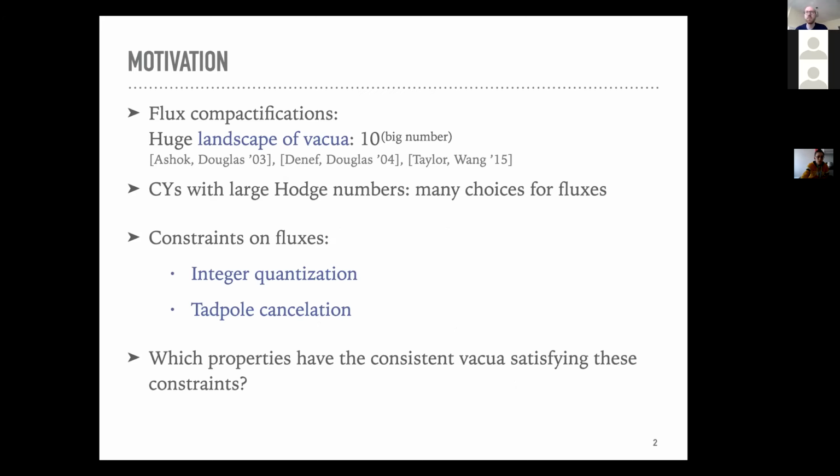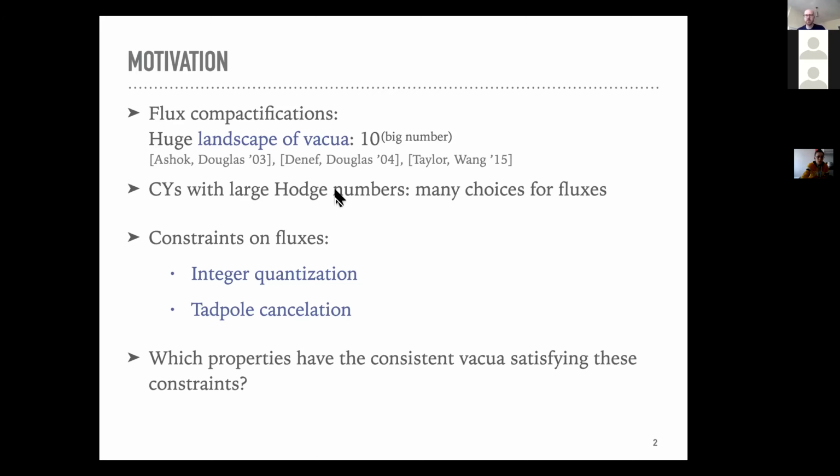number of possible flux configurations. Therefore, a huge landscape of string theory vacua, which is estimated to be of the size of 10 to the very big number of possible vacua. There are estimates like something like 10 to the 500, and F-theory even more. And the larger, obviously, the Hodge number of a Calabi-Yau manifold, the larger the number of cycles is, the more choices I have for fluxes.